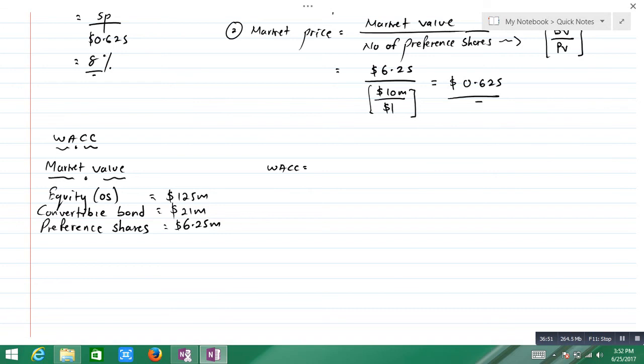But you still have to write the formula for the WACC before we continue with the table method: KE times E over E plus D, plus KD times 1 minus tax times D over E plus D. Now, we're not going to use this formula. We're going to use the table method.